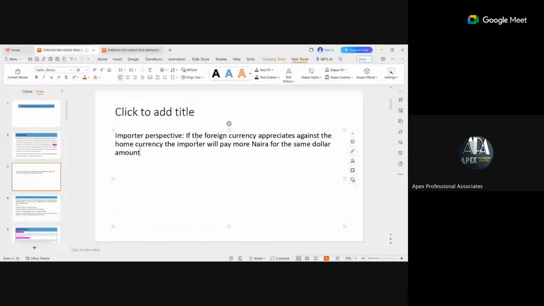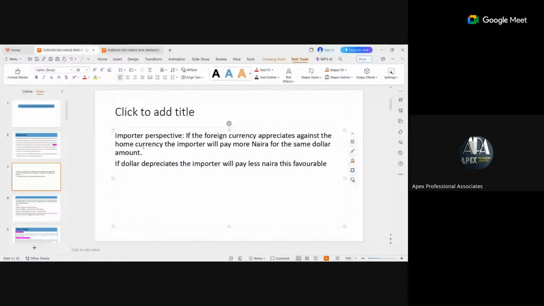Now, take note of this. On the other way around, if the US dollar depreciates, the importer will pay what? Will pay less naira. Let me say this is favorable. Yes, this is favorable.